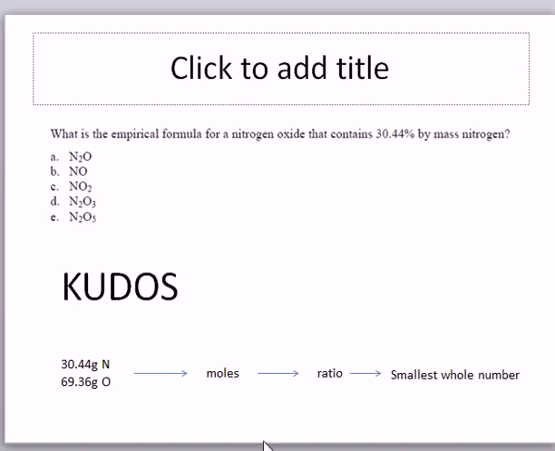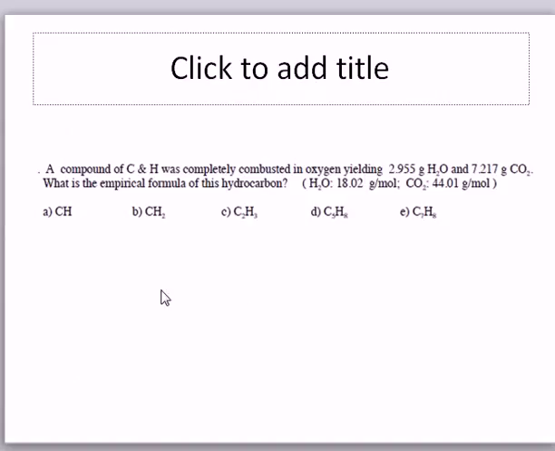All right? So good luck. Watch this several times. I recommend really understanding combustion because I would expect you might see a combustion problem where you're looking at water and CO2 and you have to back calculate the empirical formula. So heads up, look out, and good luck on empirical formula.